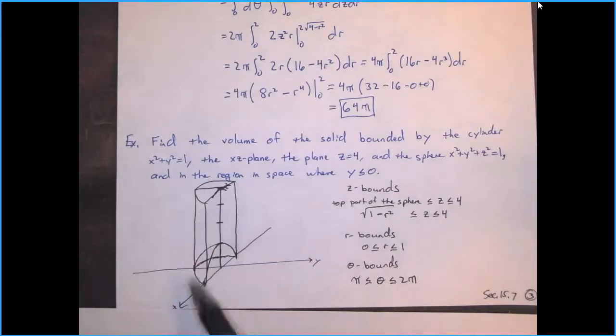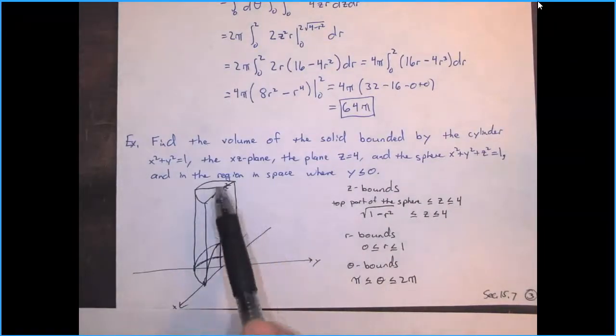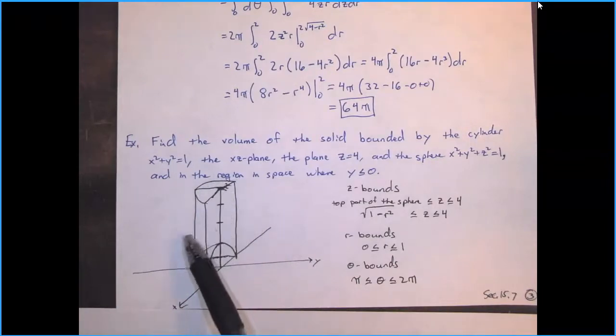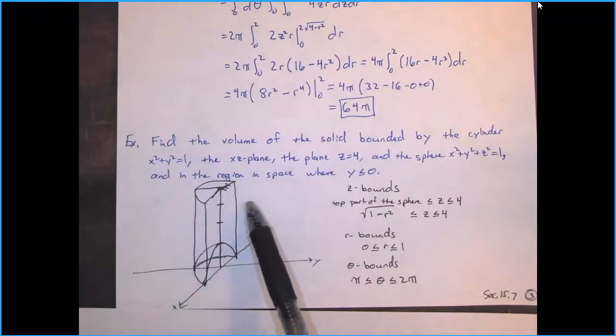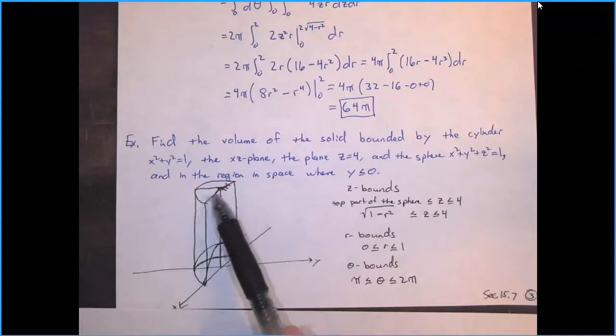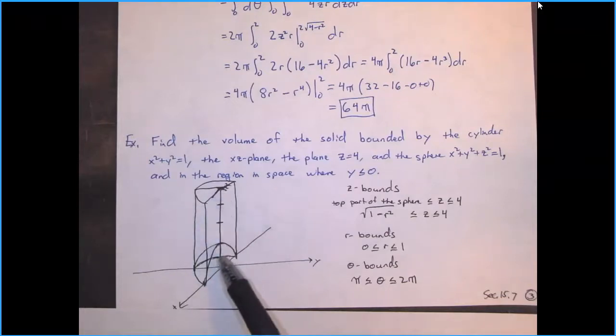We're in the region where y is less than or equal to 0. This half disk is the plane z equals 4. We see the cylinder, x squared plus y squared equals 1, going down this solid. Here, this is in the xz plane where y equals 0. And down here I have this piece of the sphere, x squared plus y squared plus z squared equals 1. And I want to find the volume of the solid.